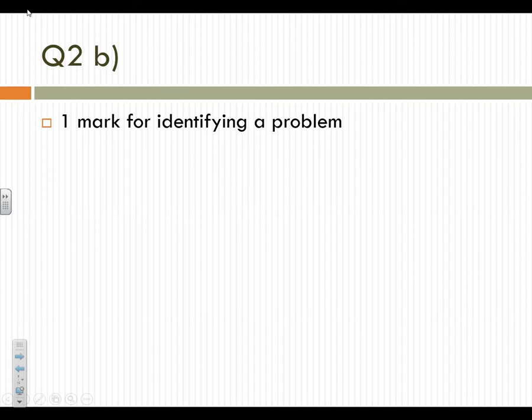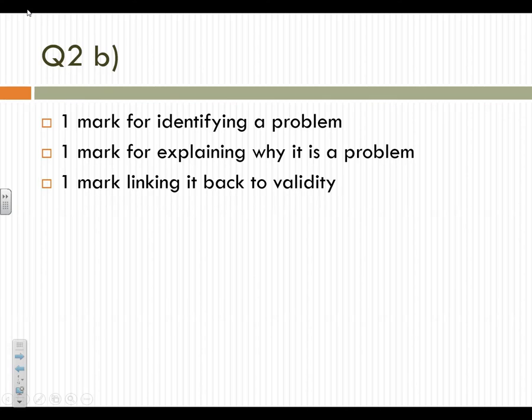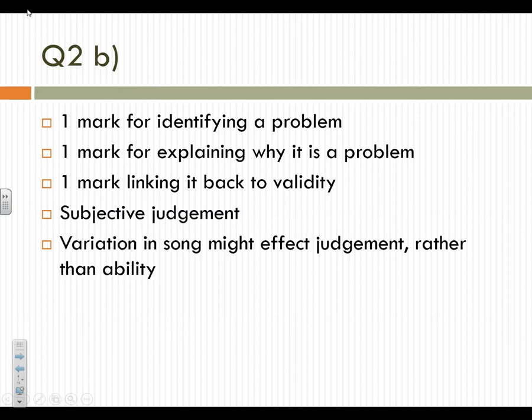1 mark for identifying a problem for 2B, 1 mark for explaining why it's a problem, and 1 mark for linking it back to validity. So, subjective judgment could be a problem. She's made it up herself. It is very, very subjective. It's based on opinion, which opens itself up to bias, which therefore reduces the validity, so we cannot be confident of cause and effect, although we can't be confident of that anyway because it's correlation, so ignore the cause and effect bit, but all the rest of it is the case. It's a very subjective judgment, it's opinion based.